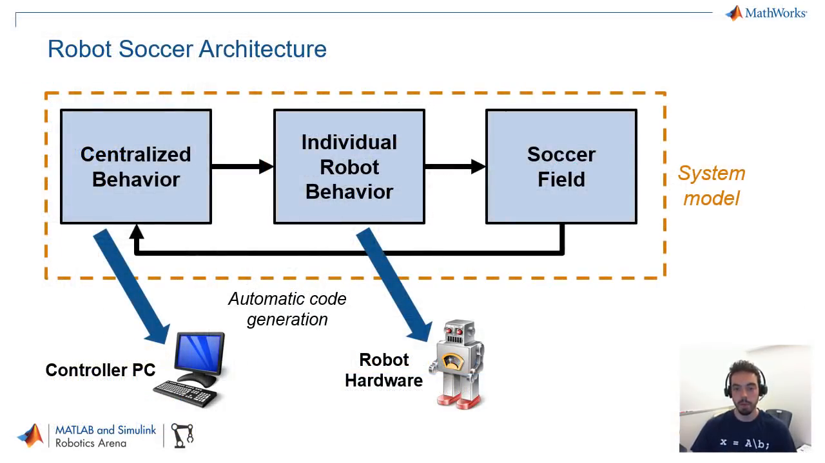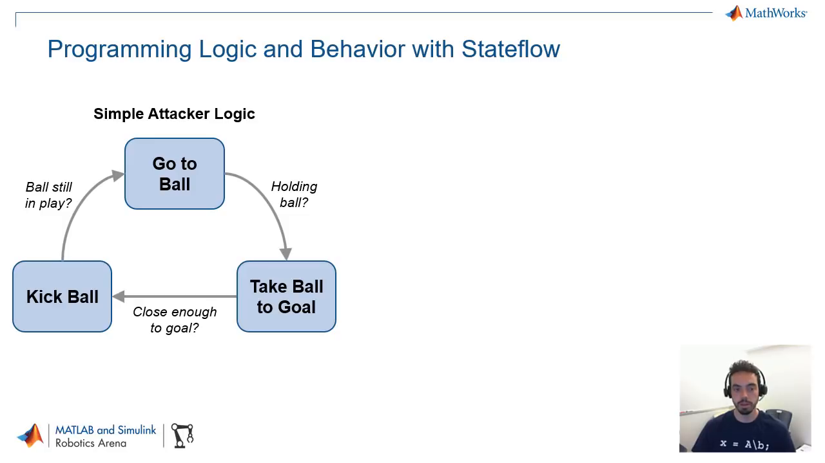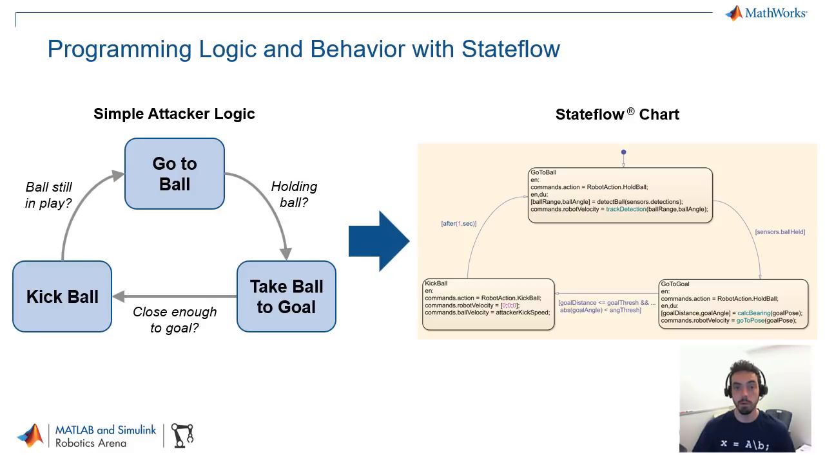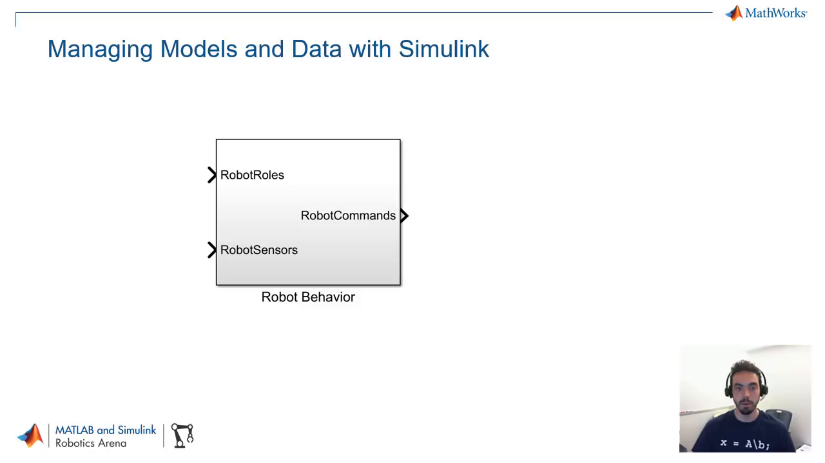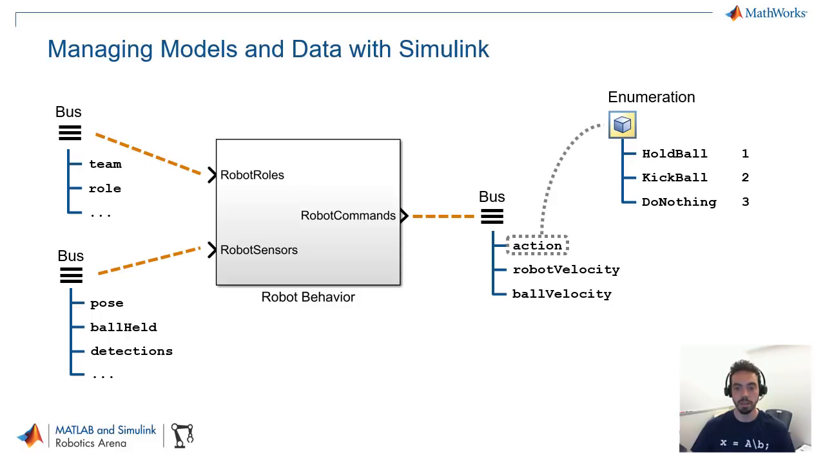So to recap, we use Simulink to create the system model of the entire soccer game, including the physical system and the individual robot behavior and the centralized behavior. We then use Stateflow to convert some kind of concept of how we think the robot should behave to something that's actually executable, debuggable, and can generate standalone C code. And finally, we're able to manage our models for readability, for controlling the generated code using these structured data types called buses. And furthermore, we're able to represent certain discrete modes with enumerations.